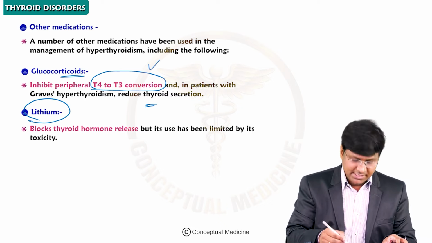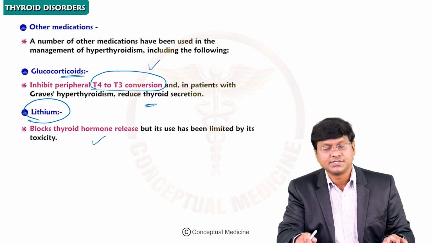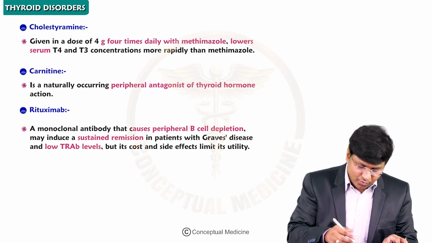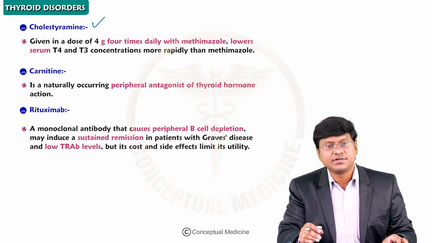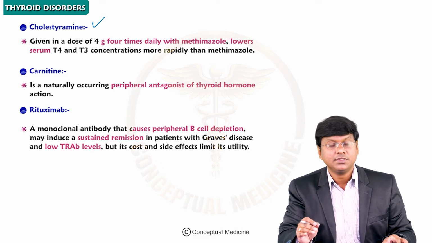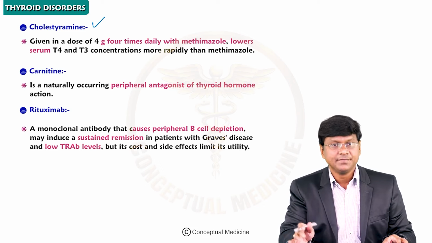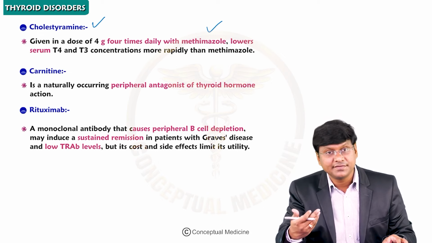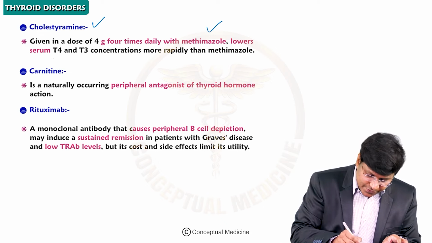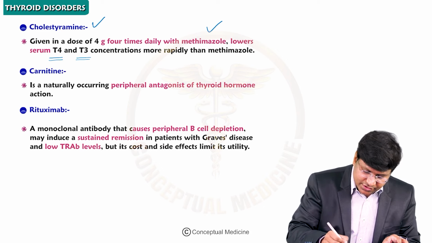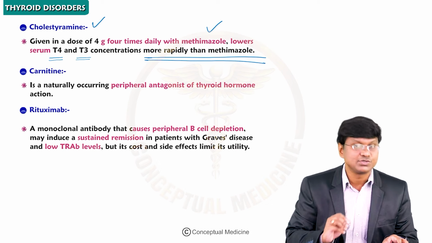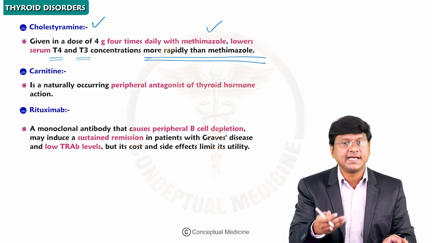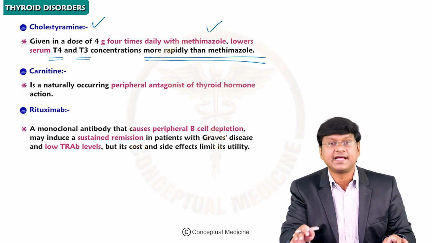Lithium, already we have discussed, will block thyroid hormone release, but its use has been limited because of its toxicity. And another drug is cholestyramine. Cholestyramine is given in a dosage of 4 grams 4 times daily, and it has to be given along with methimazole. What has been observed is that cholestyramine reduces T4 as well as T3 concentration more rapidly than methimazole alone. So that is the reason why if you give a combination of methimazole with cholestyramine, there is a high chance of rapid reduction of T3 and T4.